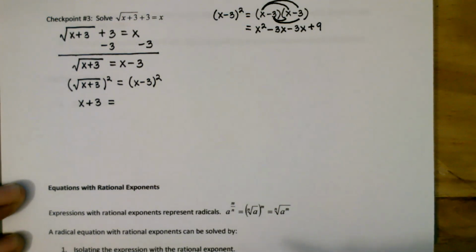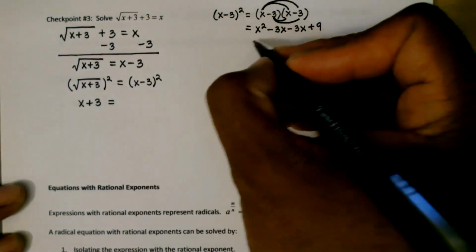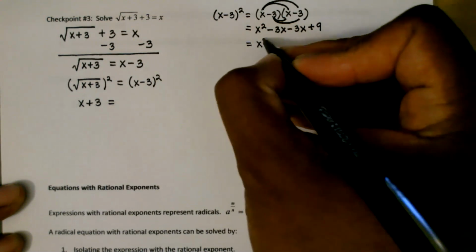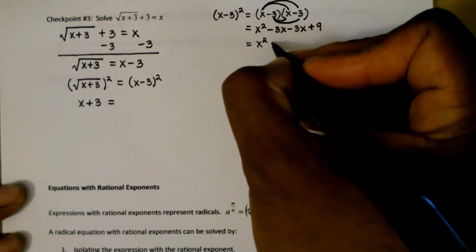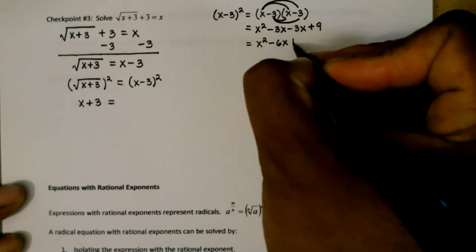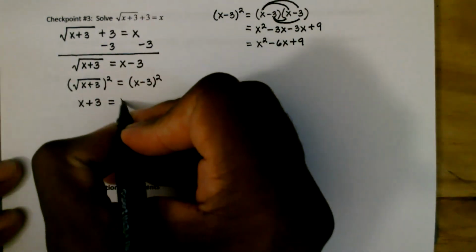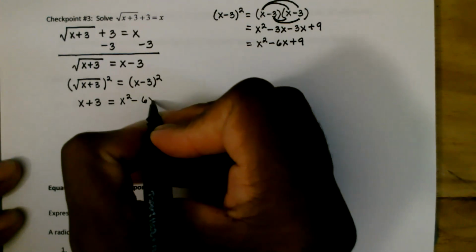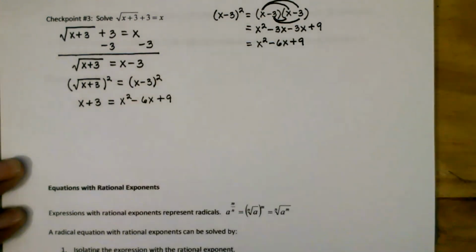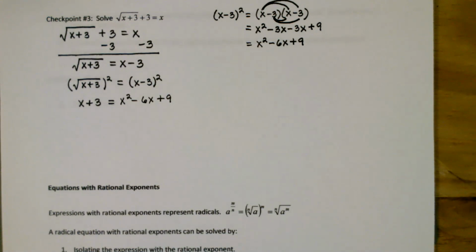And then from here, just go ahead and combine the like terms. So this will be x squared, negative 3x, and negative 3x is minus 6x plus 9. So that's what x minus 3 quantity squared will be, x squared minus 6x plus 9. And now I'm going to get a 0 on one side of the equation by moving all these two terms over to the opposite side.